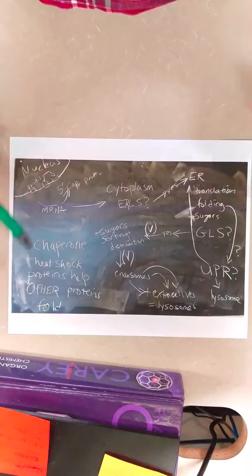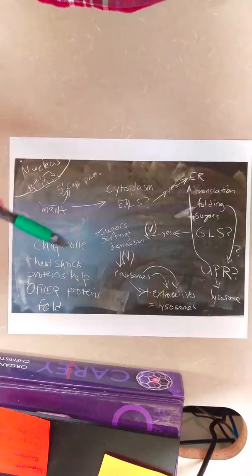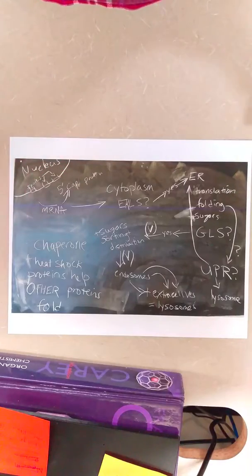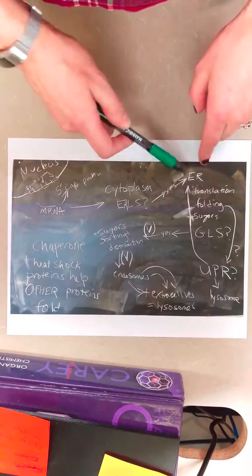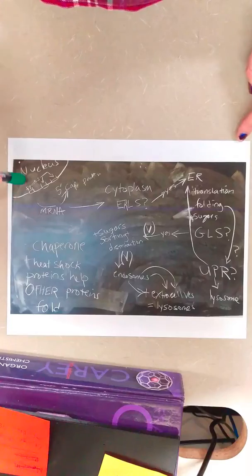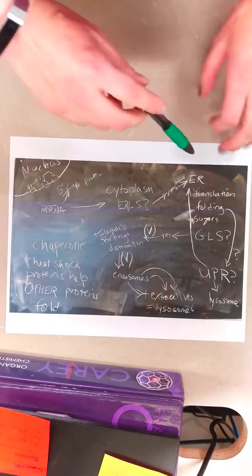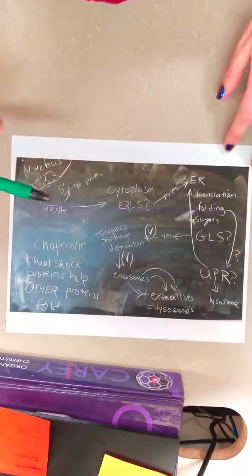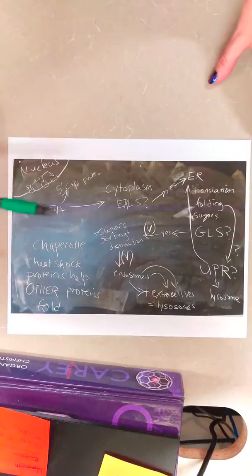Also, if it has a job in the ER or if it has a job in the Golgi or in the membrane of either of those two organelles, then it has to go through the ER. In addition, if it's going to have a job in the nucleus, then it needs to go through the ER as well, where you're going to have the modification of the protein.